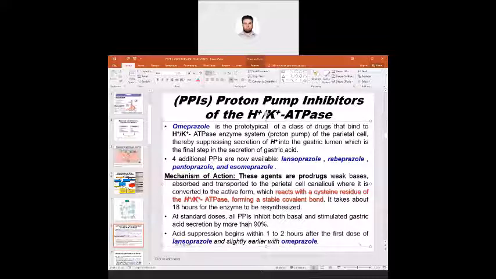While the histamine receptor antagonist, H2 receptor antagonist drugs, are only capable of blocking less than 90% of gastric acid secretion during the nighttime, nocturnal gastric acid secretion. So that's why the proton pump inhibitors are considered as higher efficacy because they can block more than 90%. And the onset of action happens 1 to 2 hours after the first dose, and slightly earlier, maybe 30 minutes after omeprazole.